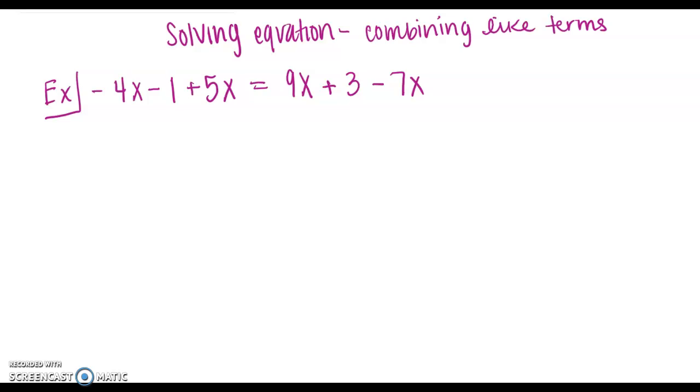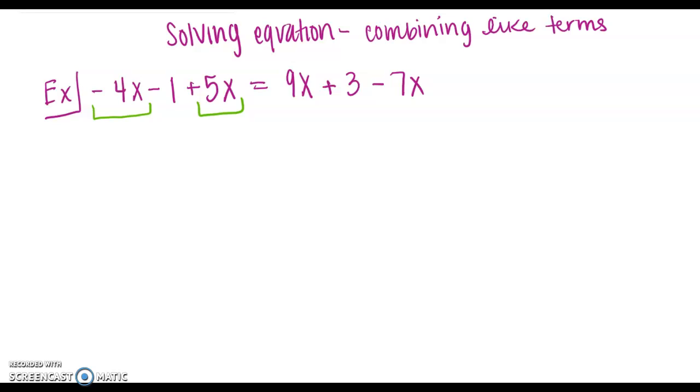Alright, so here we're going to be solving linear equations, and we're going to be combining like terms. So the first thing that we're going to do is combine like terms on the left and then on the right. So for example here, 4x and 5x are like terms because they both have the exact same variable. They both have x, and to the same degree.